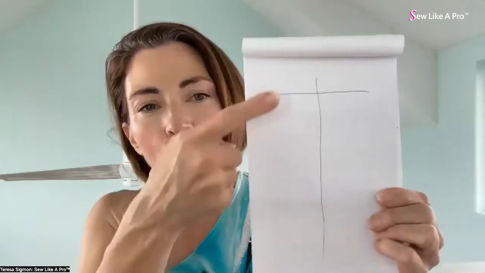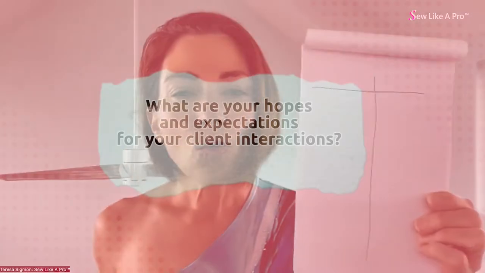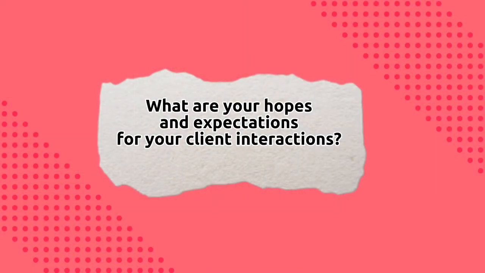If I narrow it down to just the tiniest little bits that we can cover in about 45 minutes, who your ideal client is is twofold. And you just make two columns. One column is, what are your hopes and expectations for your client interactions? And then on the other side, it's who is your client?